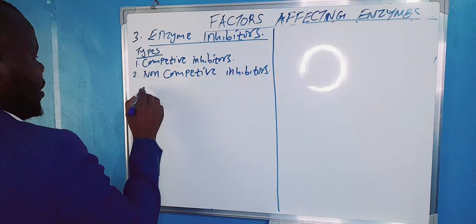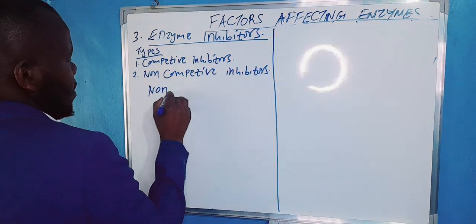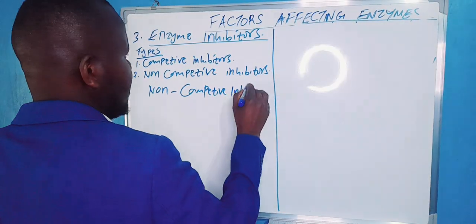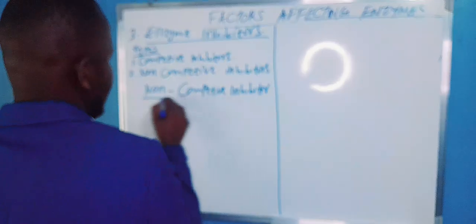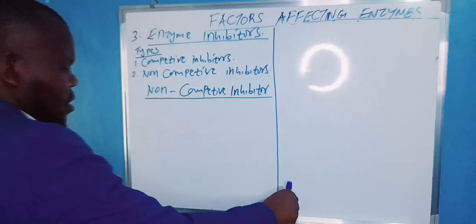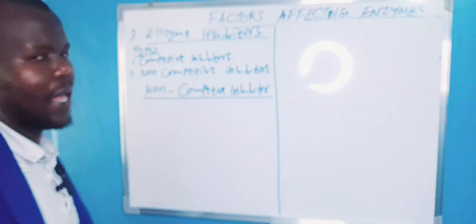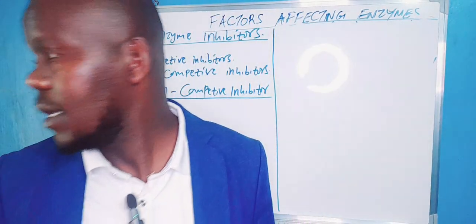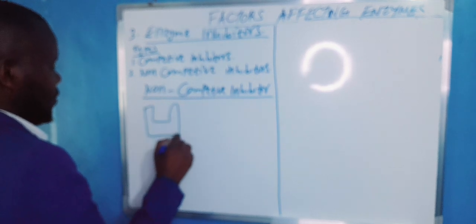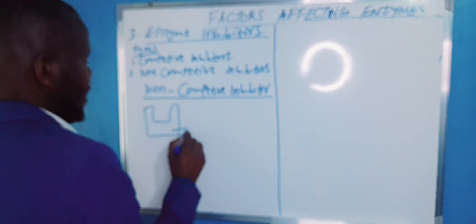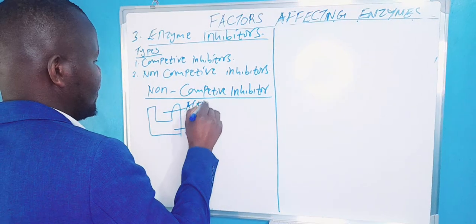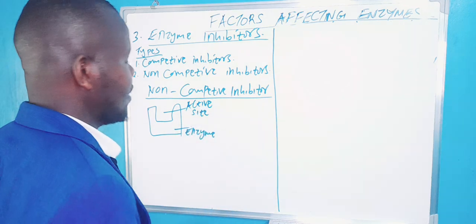We are saying now we deal with what? Non-competitive inhibitor. This is what we are speaking about. Still, this one is our what? Enzyme. This one is our what? Active site of that enzyme.